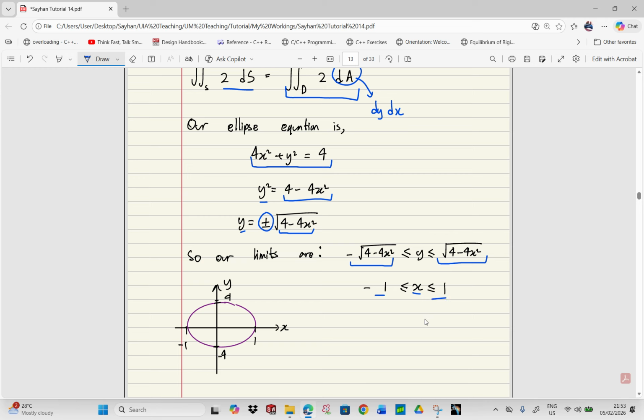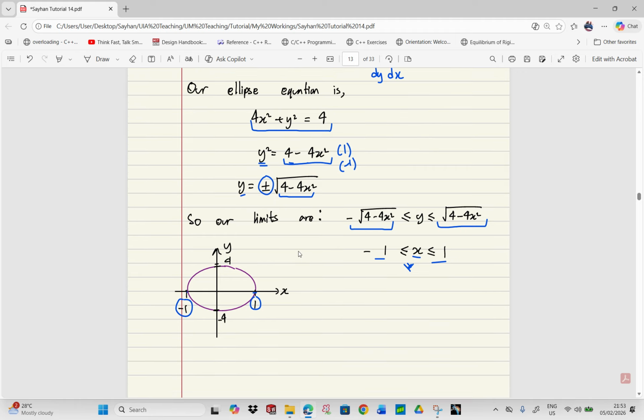How do I know my x is between negative 1 and 1? Well, if you look into the equation very carefully, y squared depends on 4 minus 4x squared. So if my x was 1, that means my y is 0, which is confirmed. If my x was negative 1, the same thing, my y also becomes 0, which is already confirmed. That's why we know our limits of x are between negative 1 and 1.